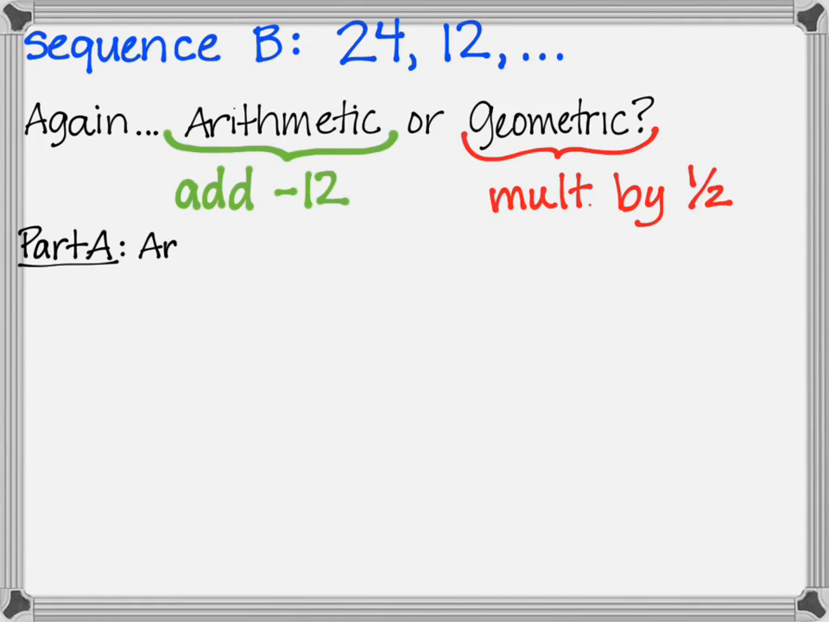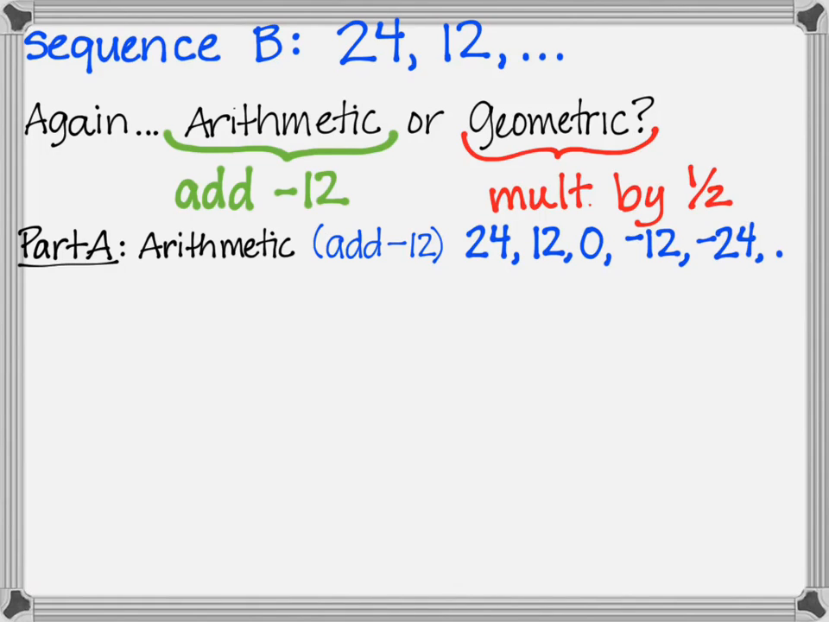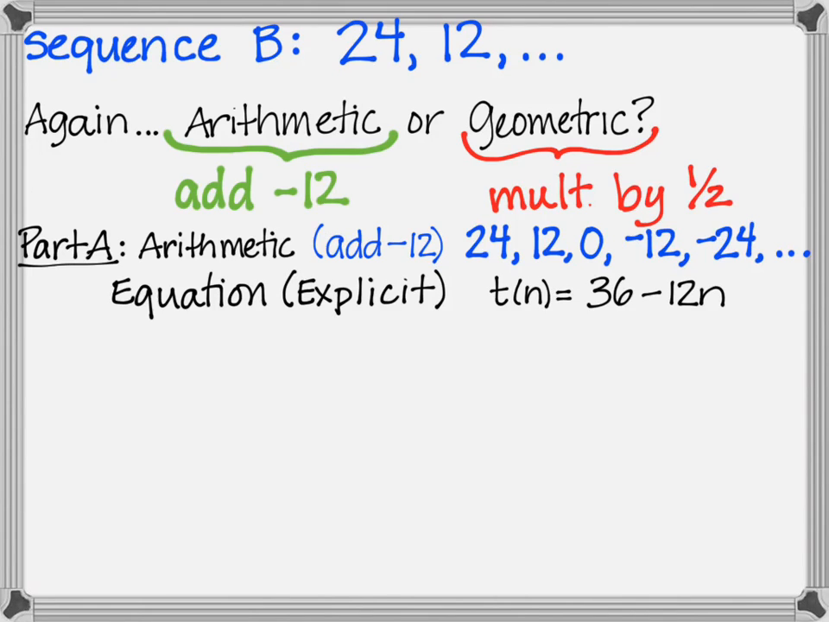In part A, we're going to assume that it's arithmetic. We're going to add negative 12 for every term. So it's 24, 12, 0, negative 12, negative 24, etc. To think about the explicit equation, we say, what would we have to start with to add negative 12 to get this 24? And that would be that we would have to add 36 plus negative 12 to get our first term. So this would be what we would have had to start with to get the first term of 24 by adding negative 12. And here's the pattern, adding negative 12. And so negative 12 times n.